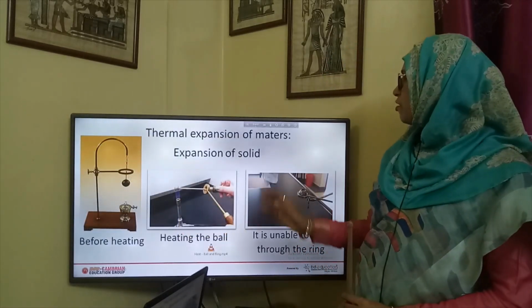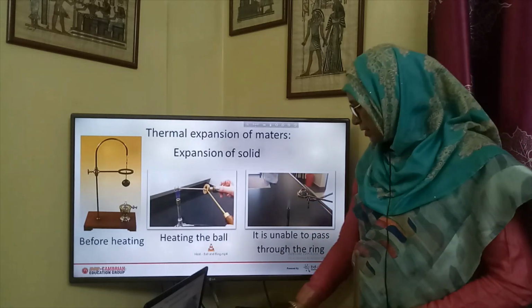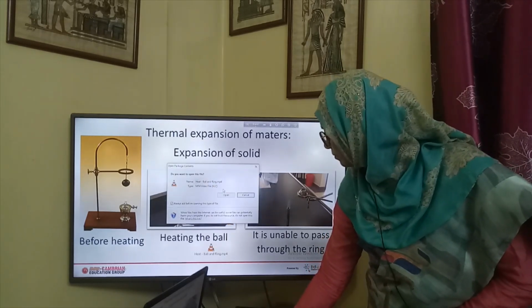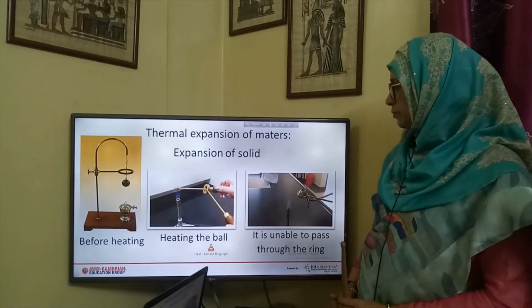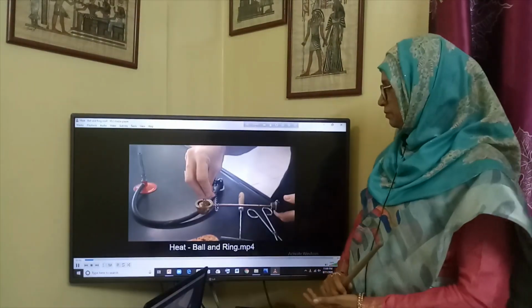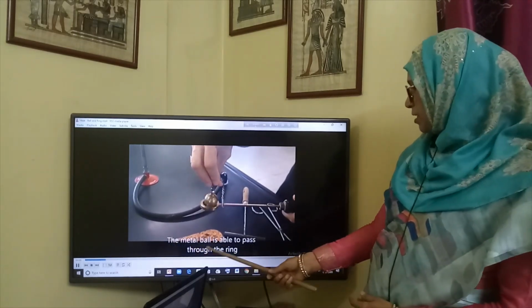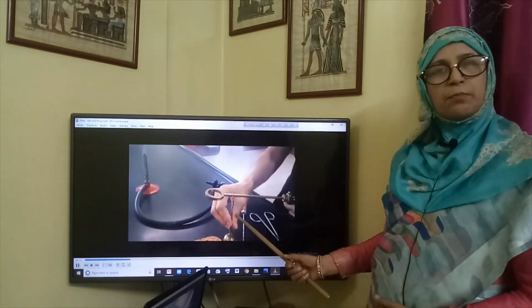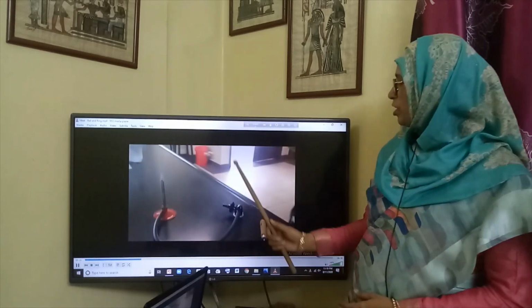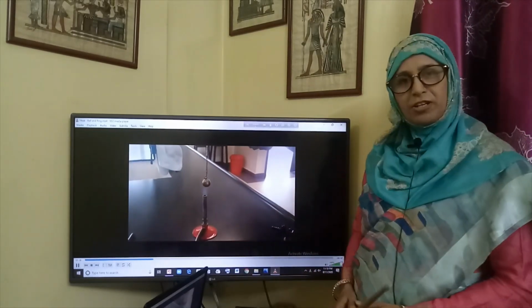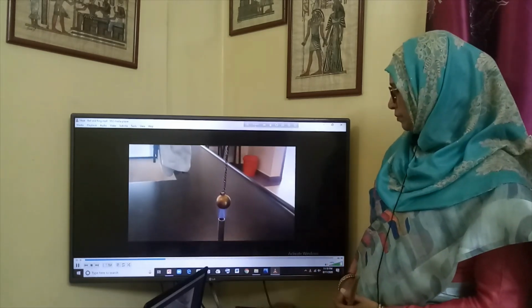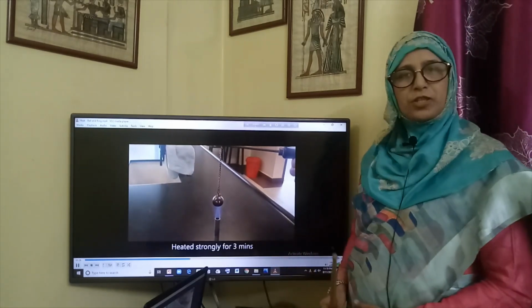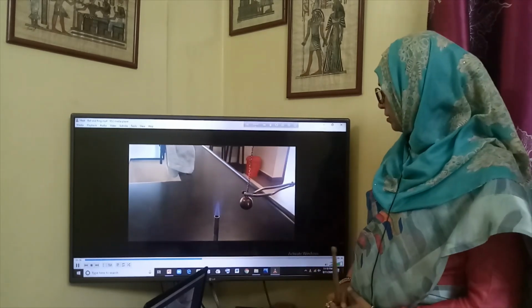Now the thermal expansion of matters, the expansion of solids. See a video please. See, the metallic ball is able to pass through the ring. Take a metallic ball and a ring, and it easily passes through the ring. After some time, when the ball is heated for 3 minutes, and now you try to pass this heated ball through the ring, what will happen?